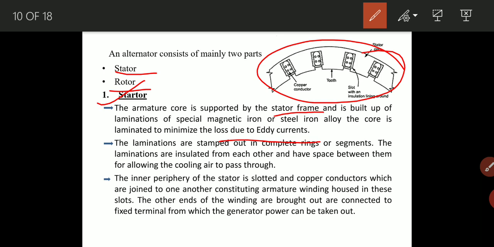Then the laminations are stamped out in complete rings or segments. The laminations are insulated from each other and have space between them for allowing cooling air to pass through. The inner periphery of the stator is slotted, and copper conductors which are joined to one another, constituting the armature winding, are housed in these slots. The other ends of the winding are brought out or connected to fixed terminals from which the generator power can be taken out.